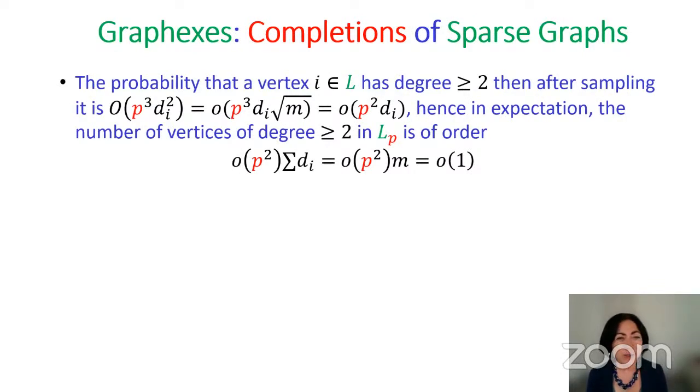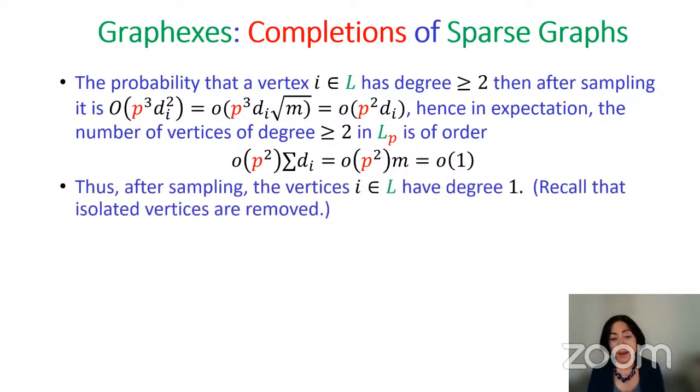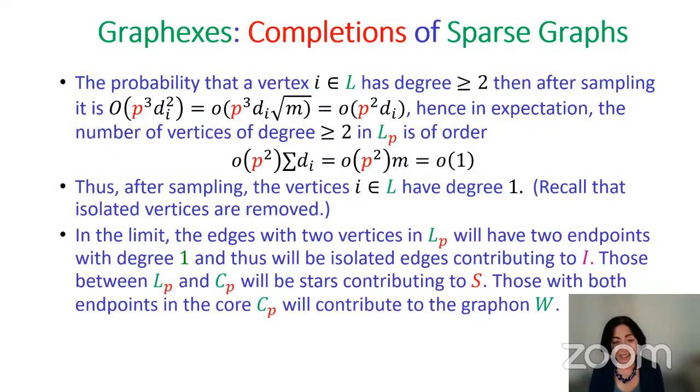And the probability that vertex i in L has degree greater than 2 after sampling is of order p cubed times d_i squared, so little o of p squared d_i. Hence in expectation, the number of vertices is a simple calculation, but you have to do things carefully and control errors. That's also little o 1. So L is only going to have degree 1 vertices. So after sampling, yes, this has degree 1.